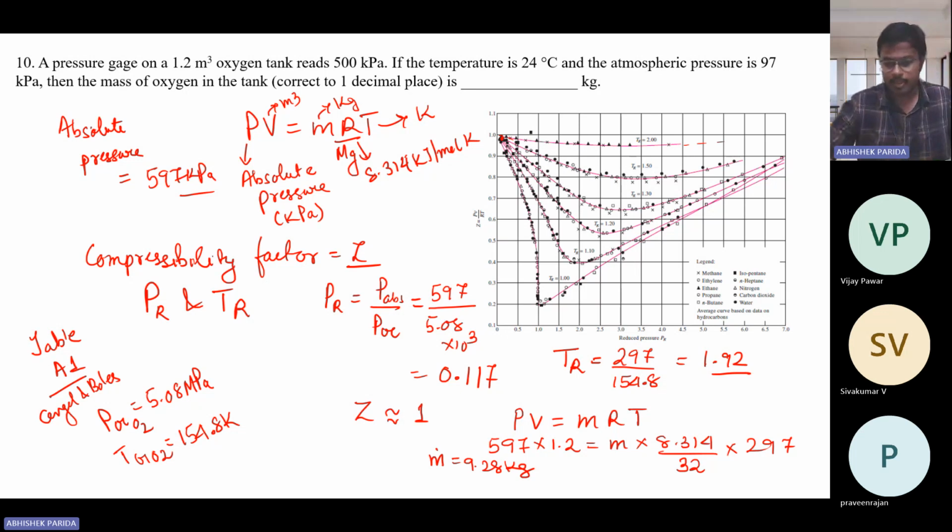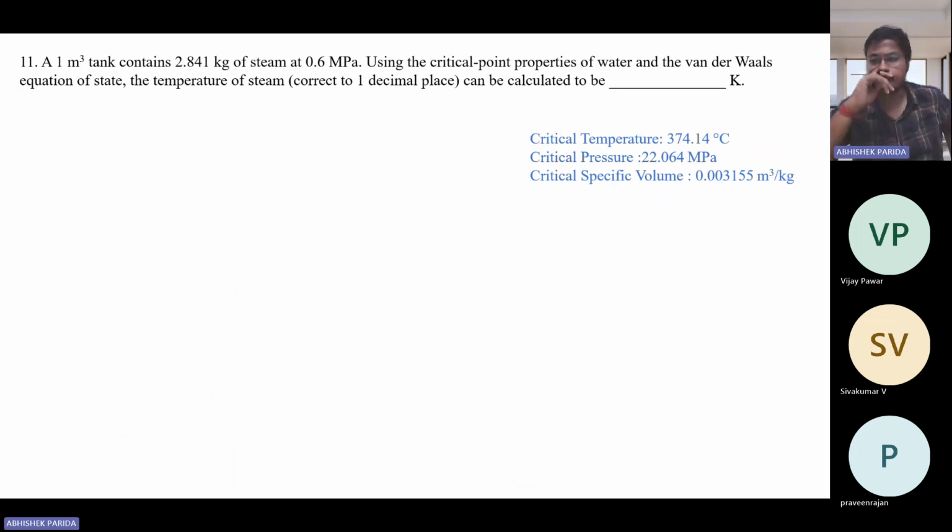So we'll move to the next question. You understood, no? The approach? Yes, sir. Now the next question, which is somewhat like the question that we have discussed. A 1 meter cube tank contains 2.841 kg of steam at 0.6 megapascal. Using critical properties of water, which I have given here, and the van der Waals equation of state, the temperature of the steam can be calculated to be how much?